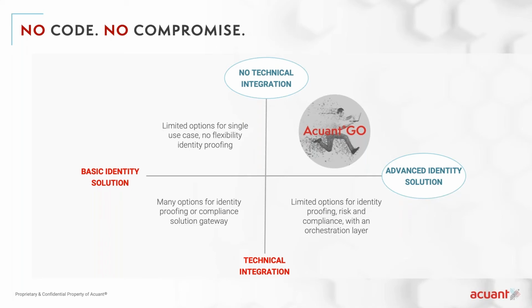It's going to allow you to adjust really quickly, be it to that changing threat or regulatory landscape that we just touched on. So in essence, Acuant GO is all about speed, and you could say the MO for Acuant GO is no code, no compromise.